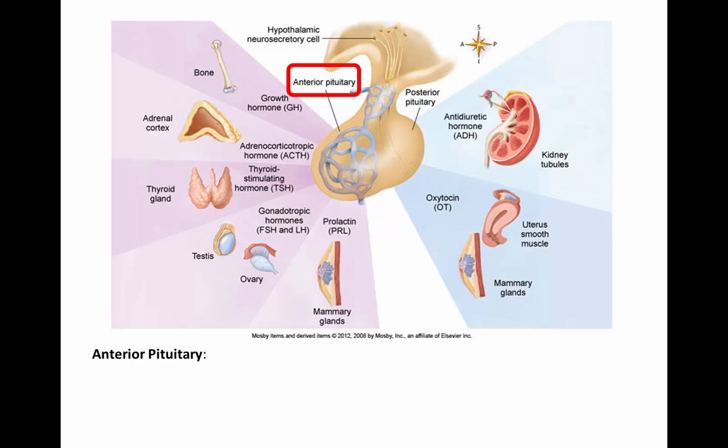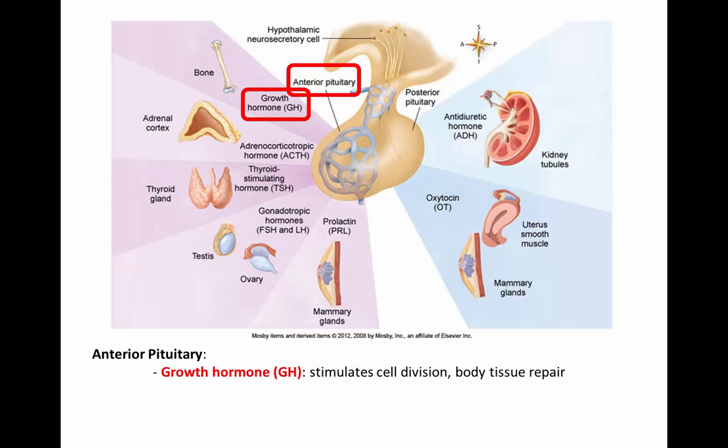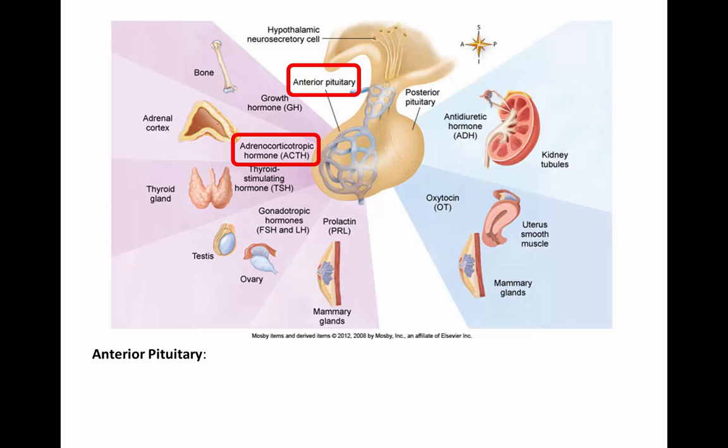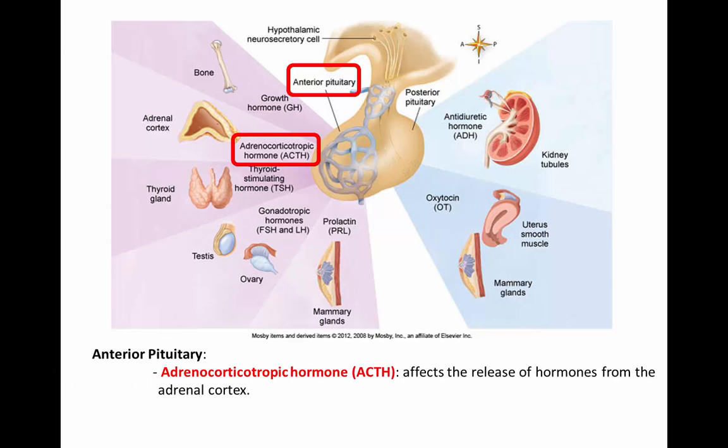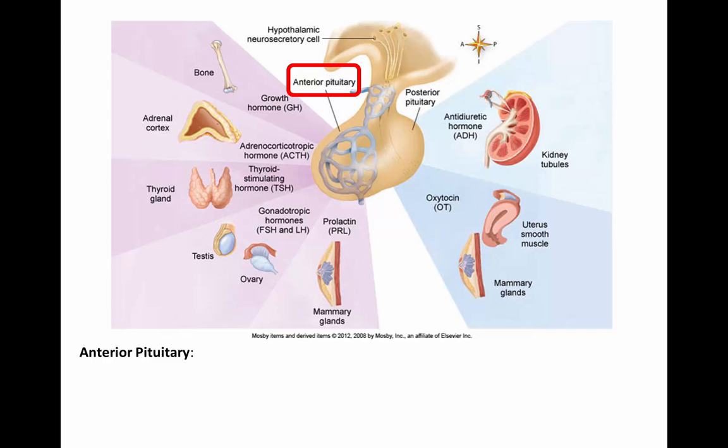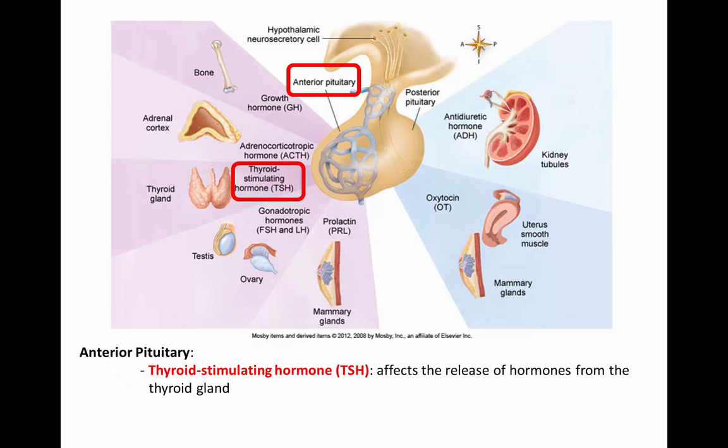The anterior pituitary. Growth hormone stimulates cell division and body tissue repair. Adrenocorticotropic hormone affects the release of hormones from the adrenal cortex. Thyroid stimulating hormone affects the release of hormones from the thyroid gland.